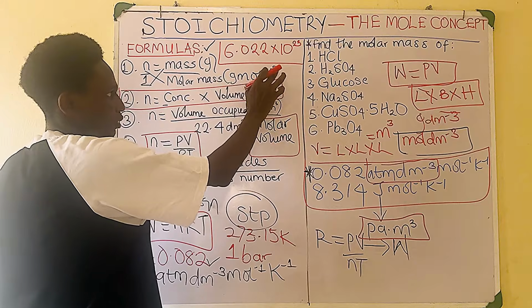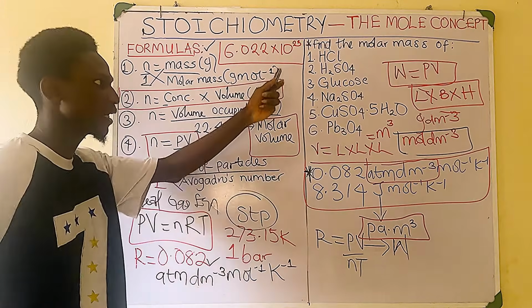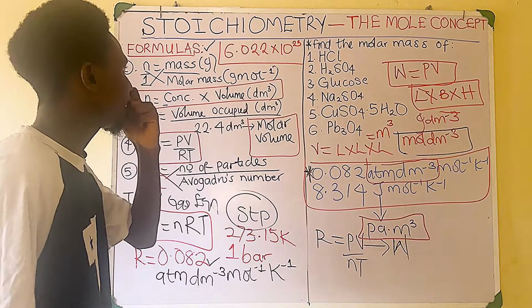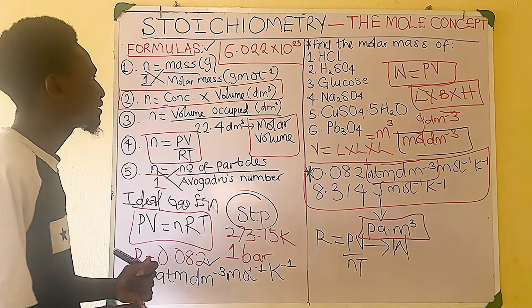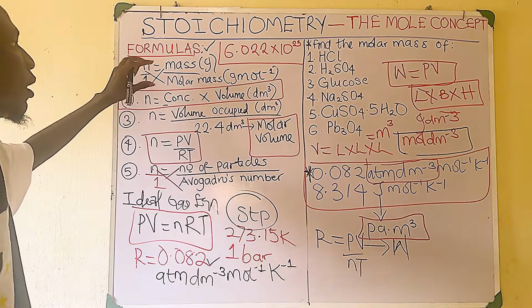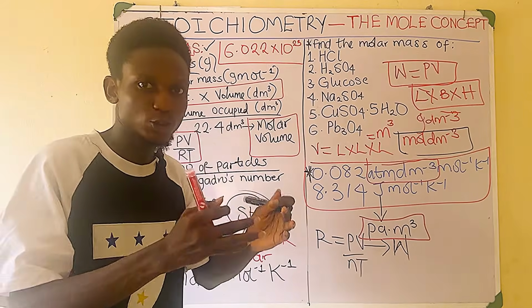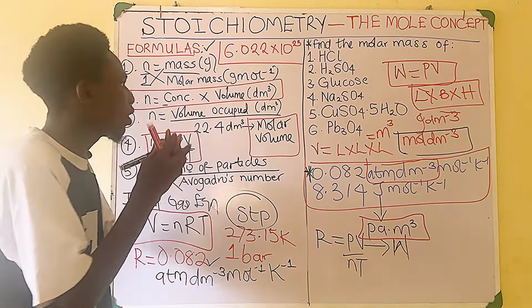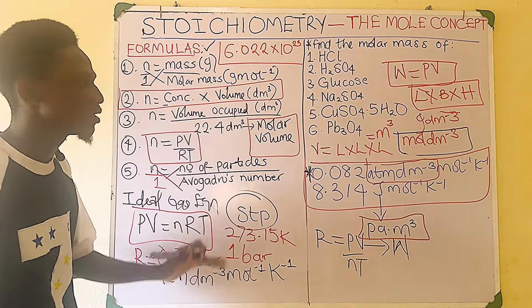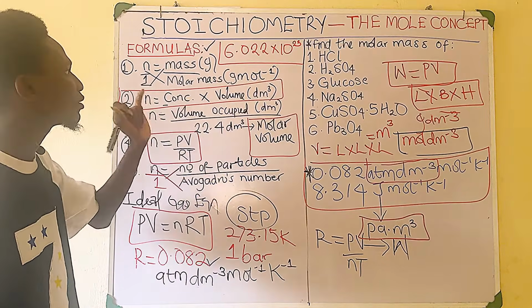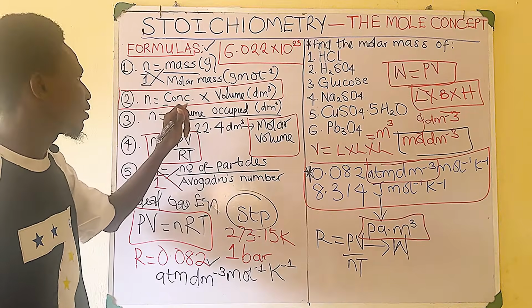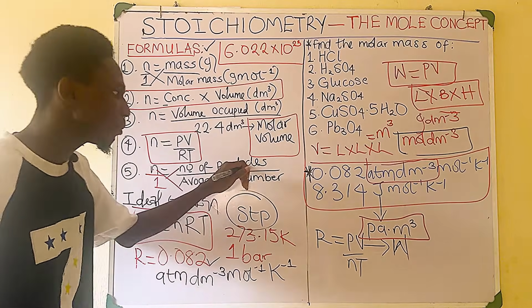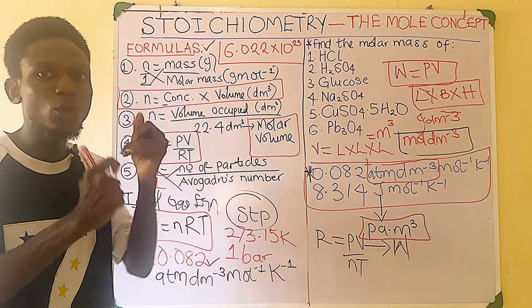Molar mass now. How do you look for molar mass? Before I get here, take note of something: you cannot use all the formulas at once. You cannot ever use all the formulas at once. Why are we having 5 different formulas? They can say look for number of moles when they gave you mass, or look for number of moles when they gave you number of particles. It depends on what you are given in the question.